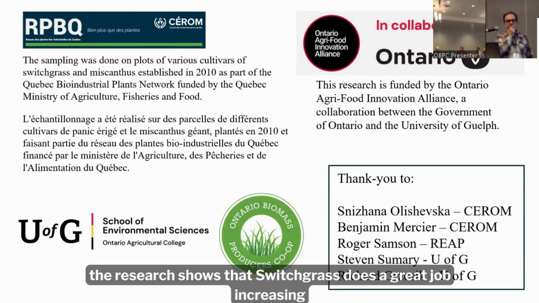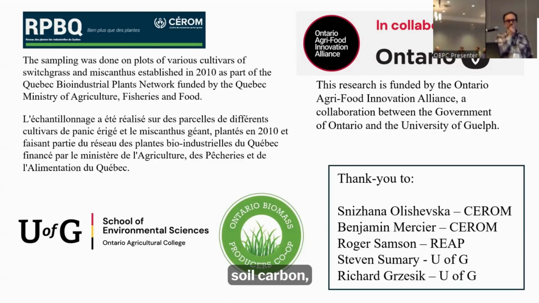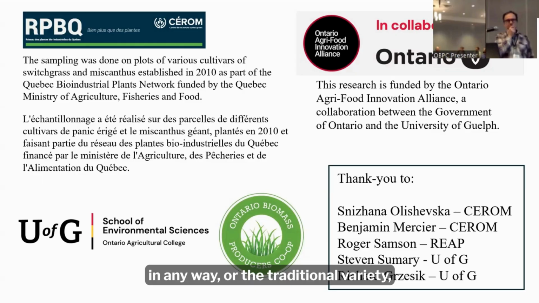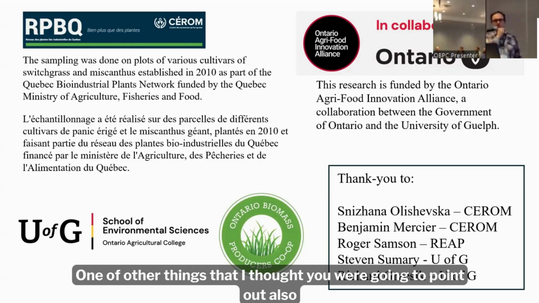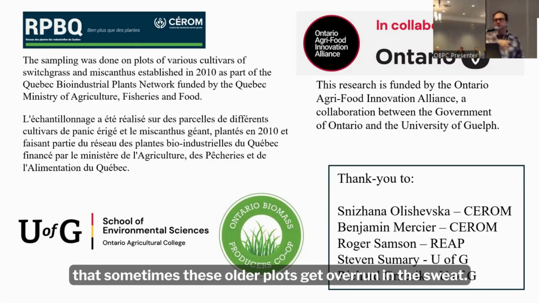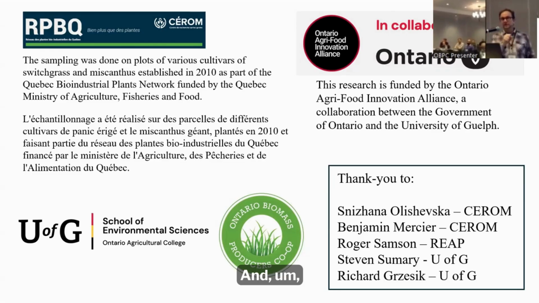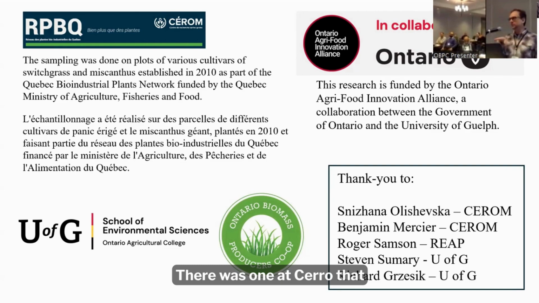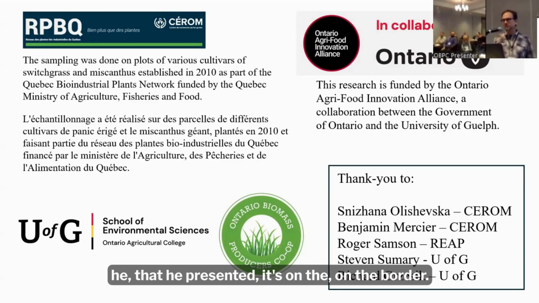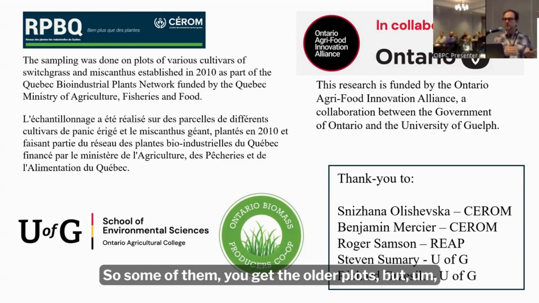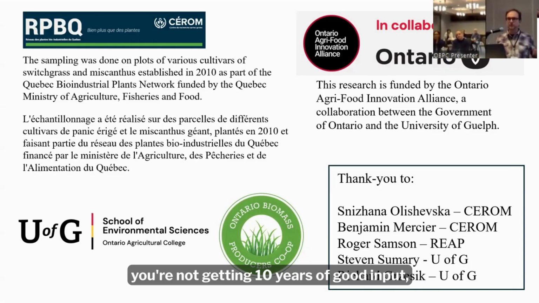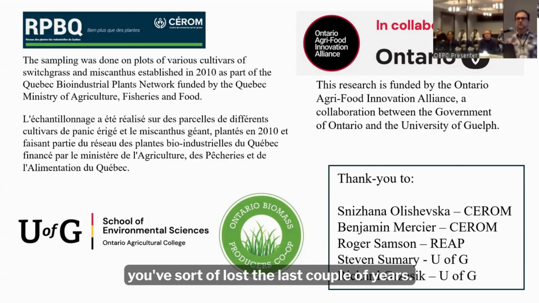The research shows that switchgrass does a great job increasing soil carbon, but the new varieties are not necessarily impacting soil carbon in any way compared to the traditional variety, which is what they found in Michigan State. One of the other things I thought you were going to point out is that sometimes these older plots get overrun with smut. These ones I think were pretty good. There was one at SOM that he presented, on the border. With some of the older plots, the disease has taken over, so you're not getting 10 years of good input. You've sort of lost the last couple of years.